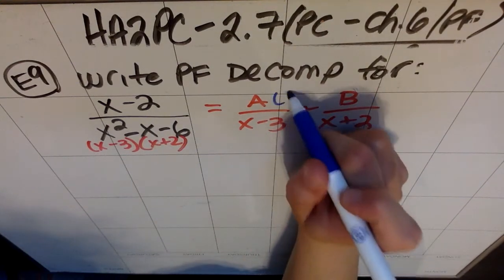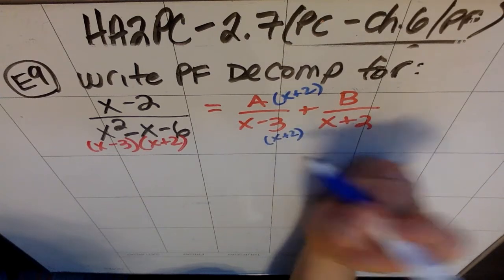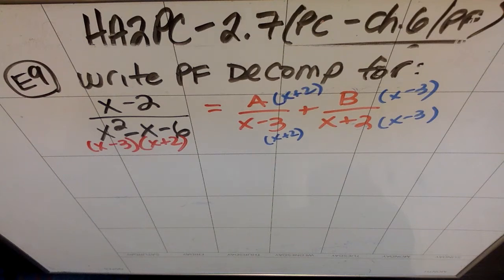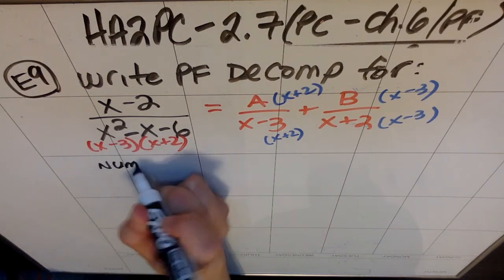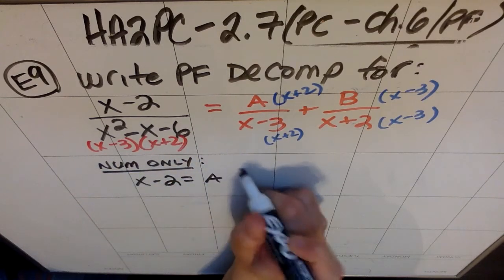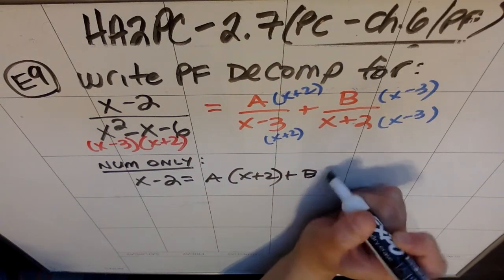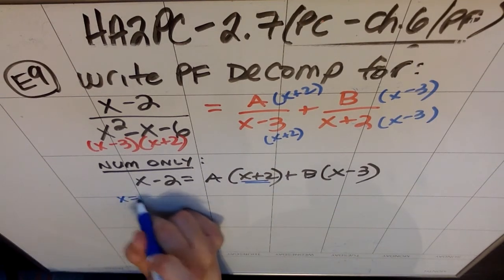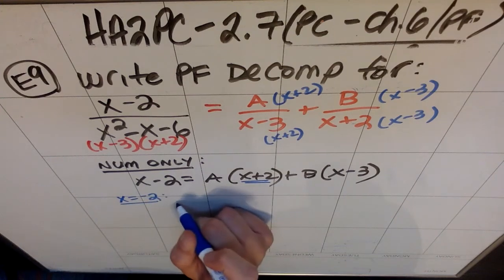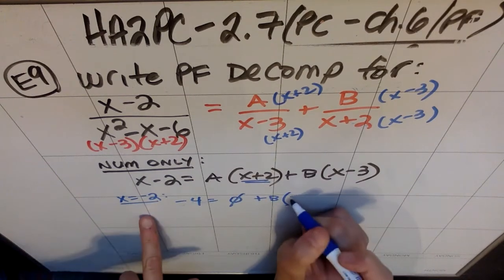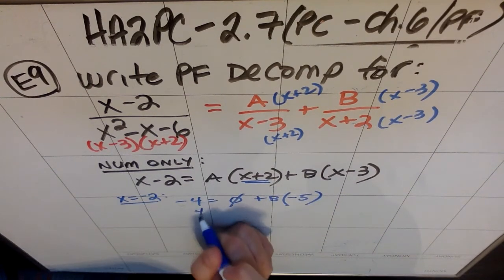So this guy's missing the x plus 2 over the x plus 2, and this fraction is missing the x minus 3 over the x minus 3. So if I look at numerators only, I'm going to get x minus 2 equals an A times the quantity x plus 2 plus a B times the quantity x minus 3. And I'm going to be able to use clever substitution pretty easily because it's easy enough to pick a number that'll make x plus 2 be 0. So if I pick x equals negative 2, I get negative 4 equals a bunch of 0 plus B times negative 5. So I'm going to end up getting 4/5 is my B.